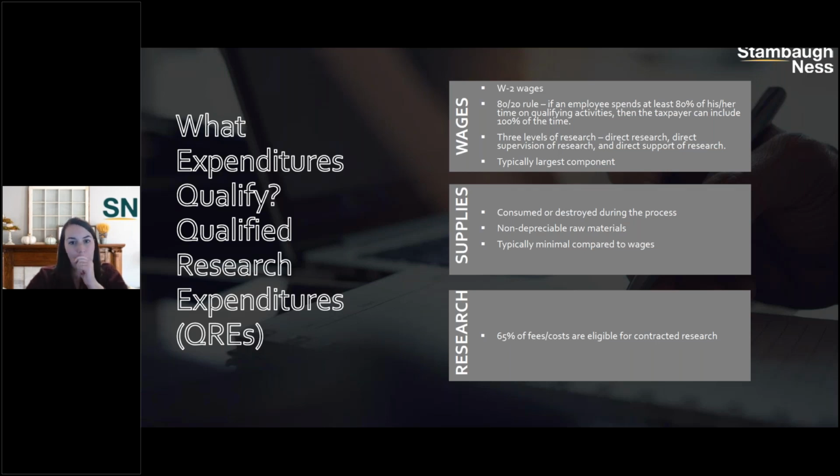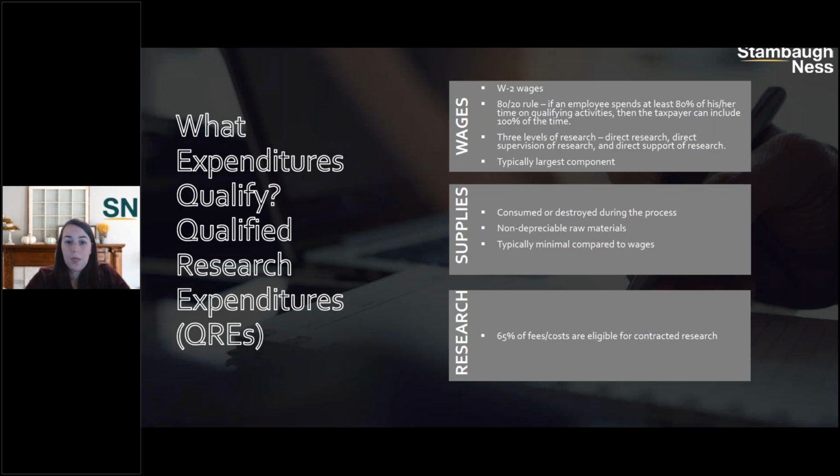You can also look at 3 levels of what they call research: those providing the direct research, those providing direct supervision of the research, and those providing direct support of the research. So you can also look to who else is assisting on the projects as well. And typically we find that this makes up the largest component for most companies.